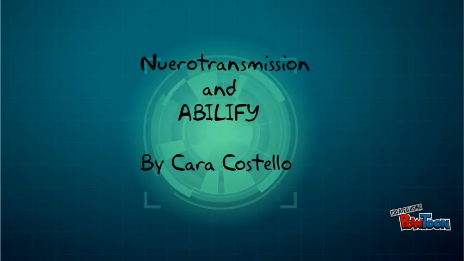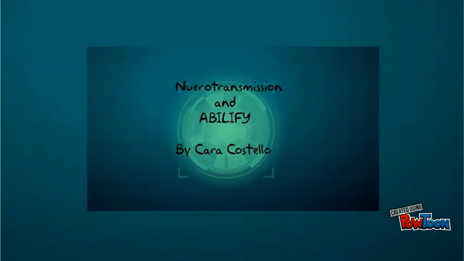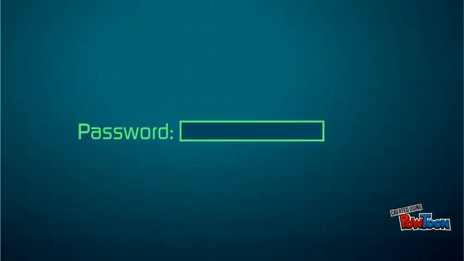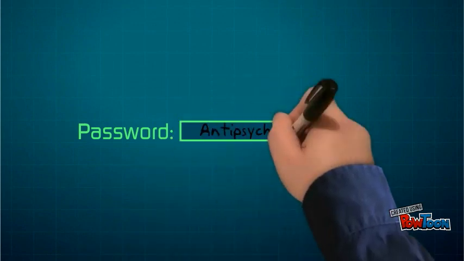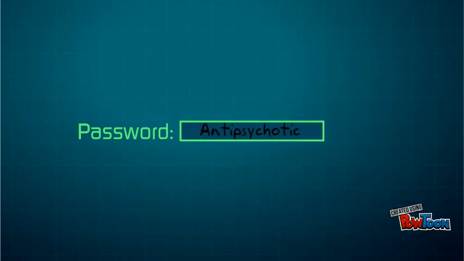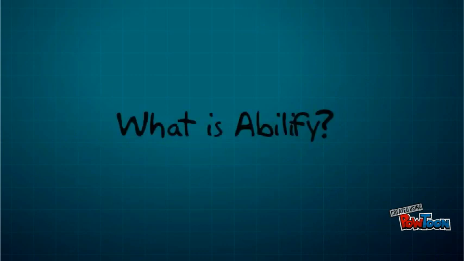Abilify and its effect on neurotransmission. Abilify is a drug known as an antipsychotic. But what exactly is Abilify?